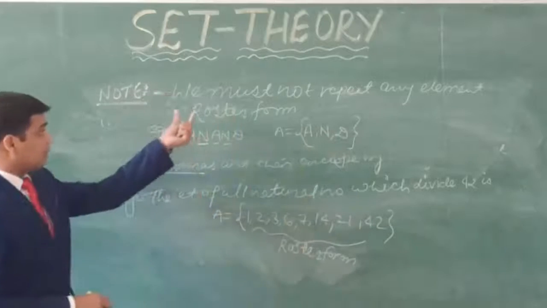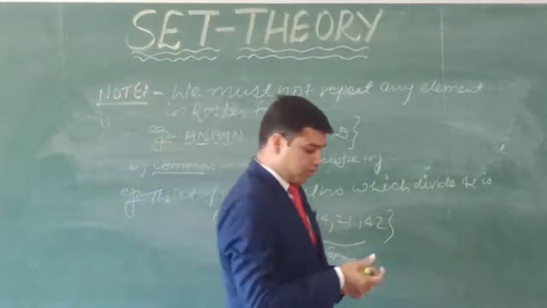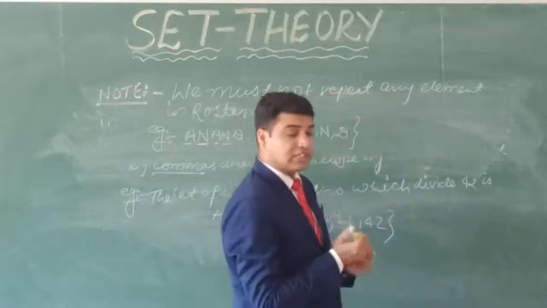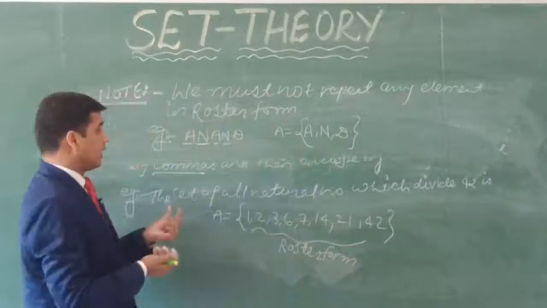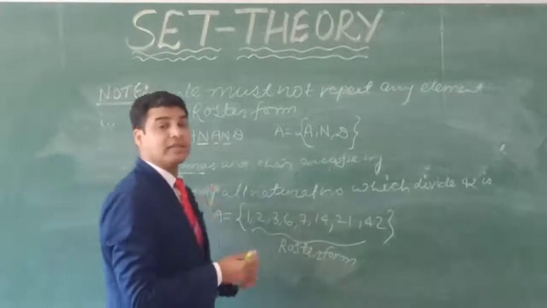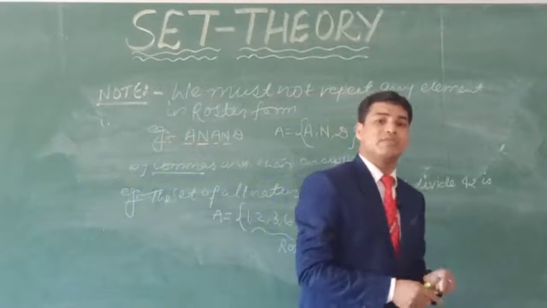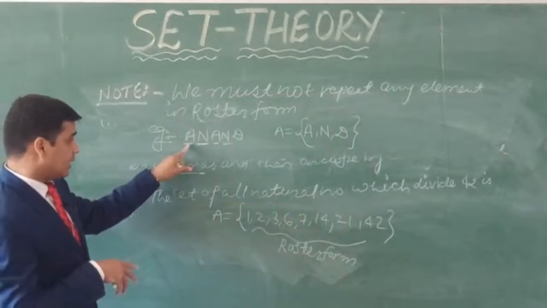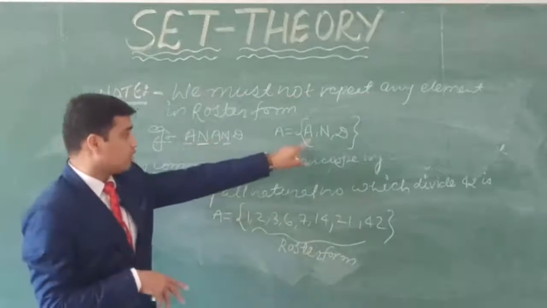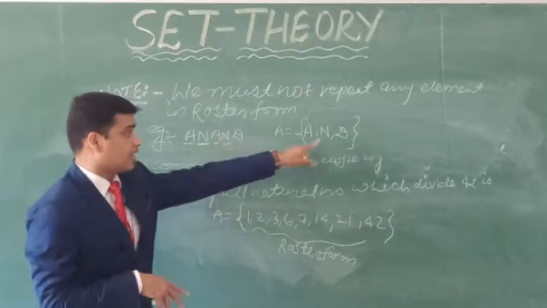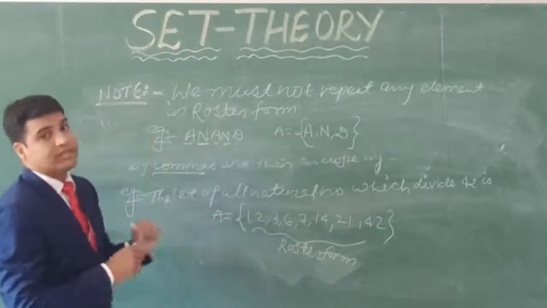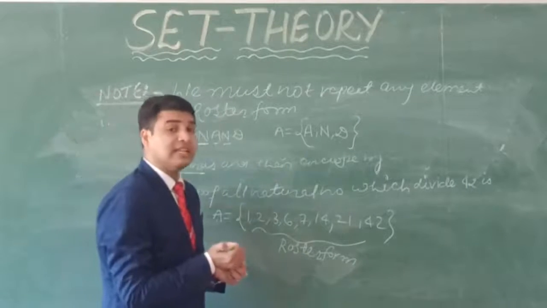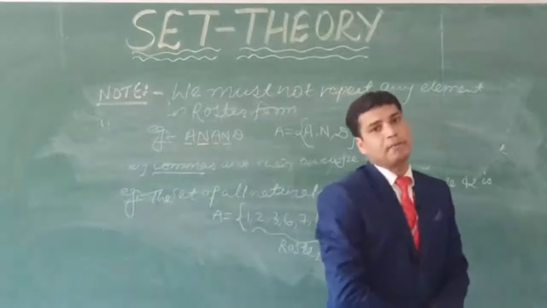What is the meaning of this in roster form? This is the rule of roster form: if numbers, words or letters are repeating 100 times, we will count only a single time. Here A is repeating 2 times, we are counting only 1 time. N is repeating 2 times, we are counting only 1 time. This is the rule of roster form. Now we are going to discuss set builder form, or you can say property method.